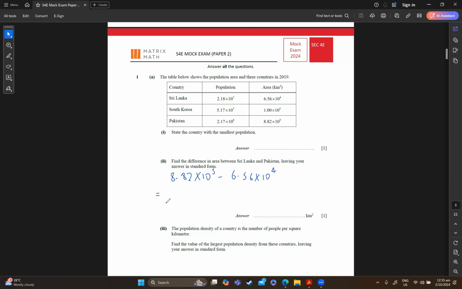So what I would recommend is you do a little bit of working first. So 8.82 times 10 to the power of 5. Since this is already in standard form, and this is the smaller number, you might want to adjust this. So you can write this as 0.656 times 10 to the power of 5. Then from here, you factorize 10 to the power of 5. So it becomes 8.82 minus 0.656 bracket times 10 to the power of 5. Okay, so from here, the answer will be 8.1645.